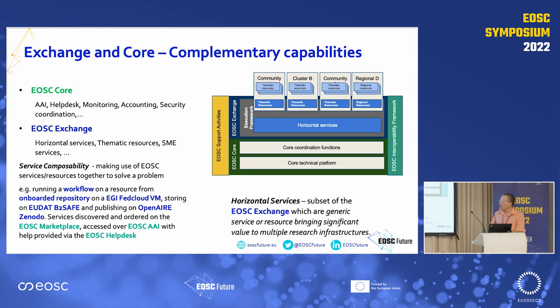A very simple case here is we're running a workflow that can be discovered somewhere on a resource from an onboarded repository, making use of the computing infrastructure through the EGI Fed Cloud, possibly. Putting some output data, for example, on B2Safe, publishing that into the Open Air Zenodo, and then enabling reusability as a result of that. And all of this can be accessed through the marketplace, can be accessed through single sign-on through AAI, and then if you need help, you can get it through the help desk.